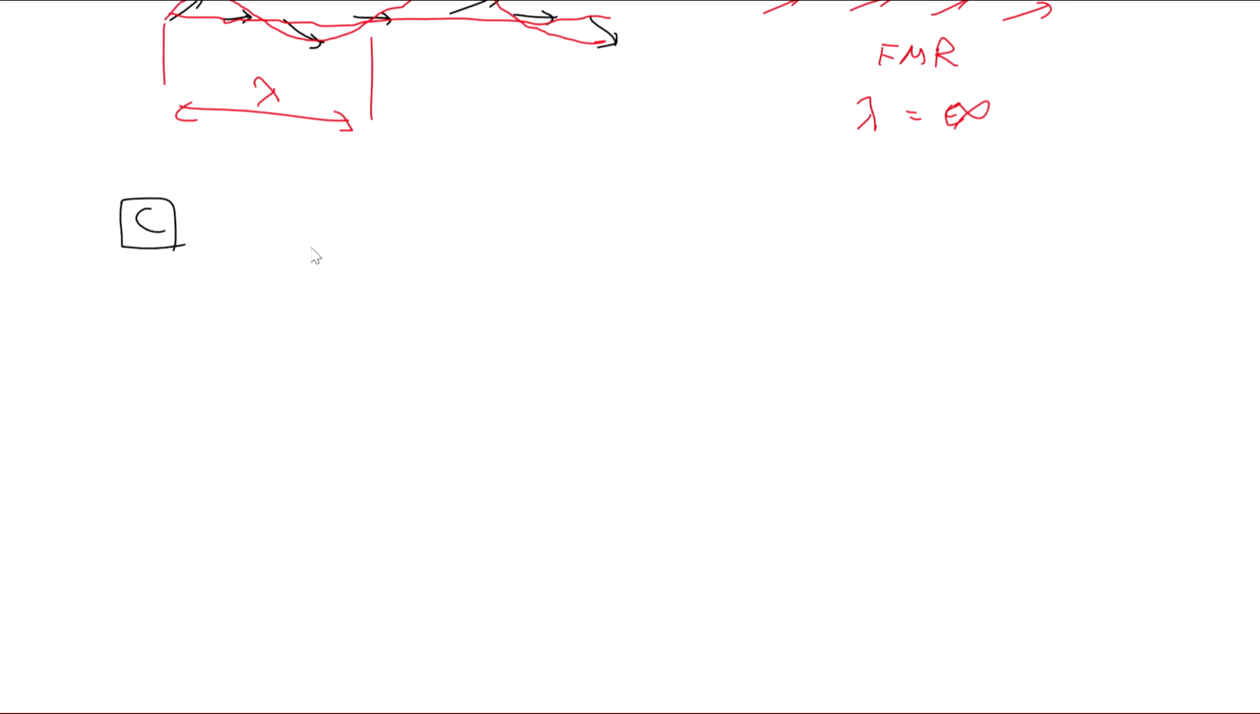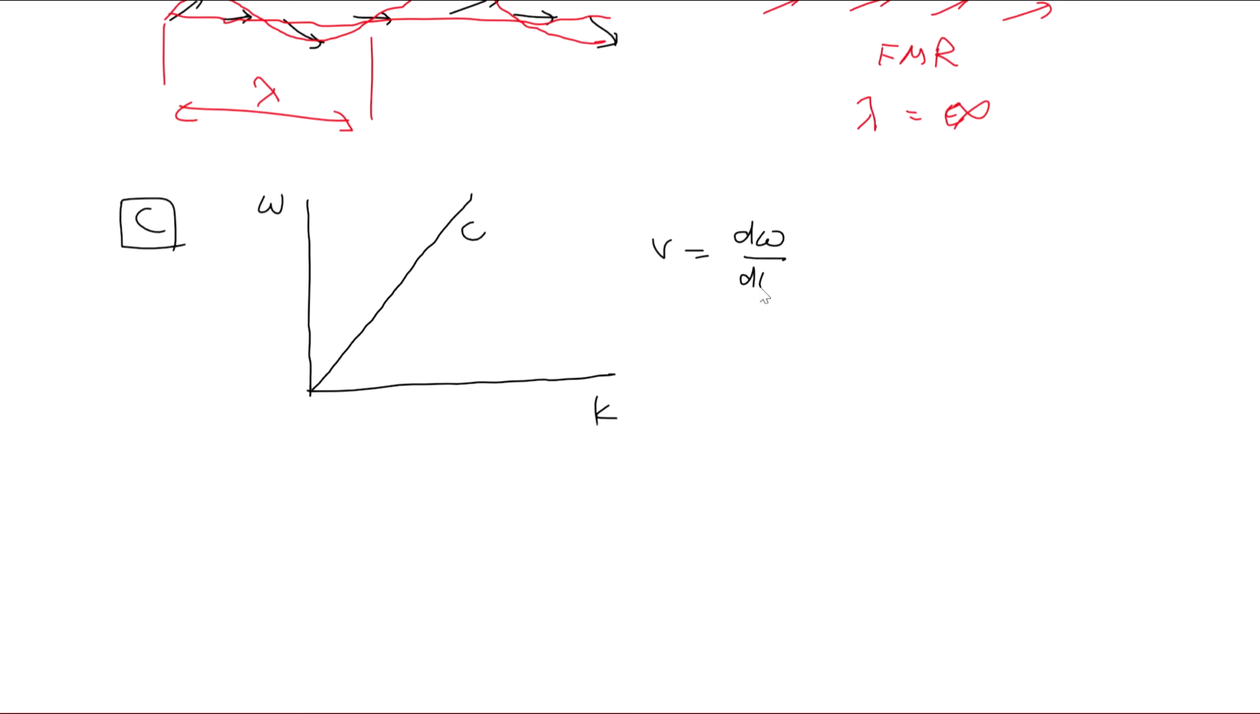Now for spin waves, it turns out that the velocity, and how do you get the speed of light? Well, if you plot frequency as a function of wave vector, then the slope of this curve would be your wave velocity. In the case of light, that is our c. In general, velocity is d omega dk, the slope of this curve. Now, this is for light.